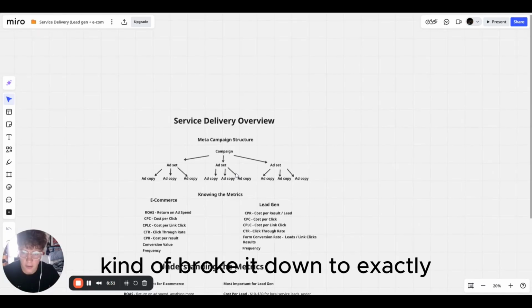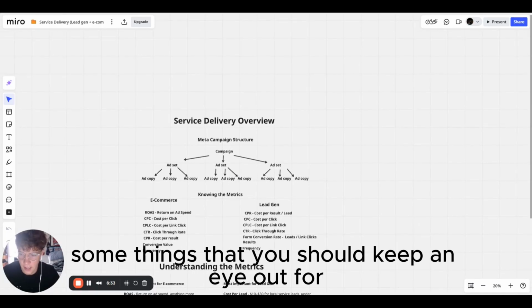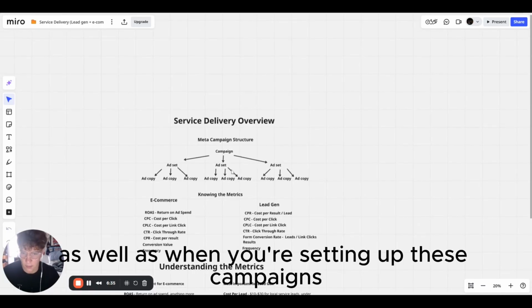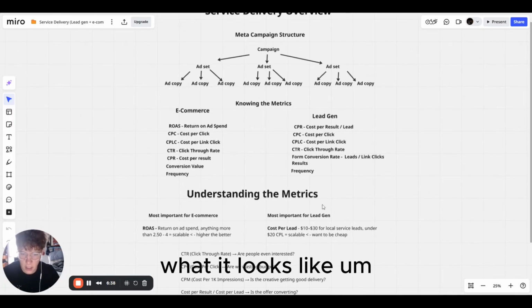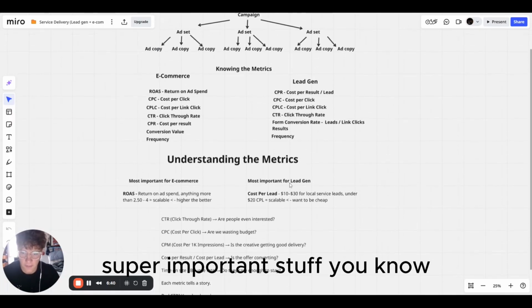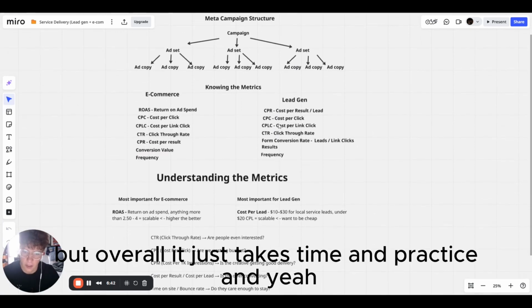Okay, that's about it for the breakdown. I broke down exactly what you should keep an eye out for, as well as what it looks like when you're setting up these campaigns. Super important stuff. It might get confusing at first, but overall, it just takes time and practice. And yeah, that's the meta campaign structure.